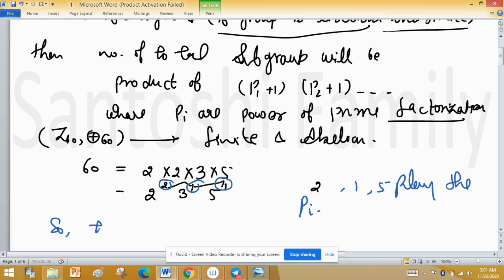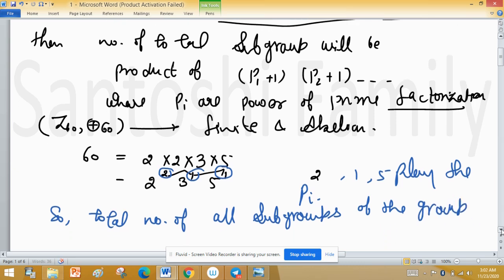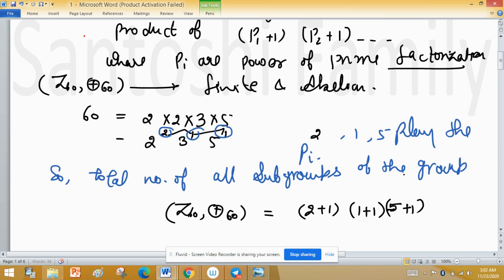So the total number of all subgroups of the group Z60, and operation is integer modulo 60, will be (2 plus 1)(1 plus 1)(1 plus 1), because the prime powers are 2, 1, 1. So 3 into 2 into 2, 3 twos are 6, and 6 twos are 12. So there are only 12 subgroups. Only 12 subgroups of the group Z60.